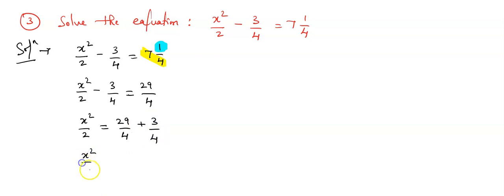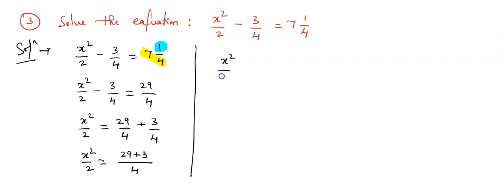Then x square by 2 is equal to, 4 and 4, LCM is 4. Remember, if denominators are the same, we can add the numerators, that is 29 plus 3. Then x square by 2 is equal to 29 plus 3 is 32 by 4. Is it cancelable? Yes. 4 1s are 4, 4 8s are 32. Then x square by 2 is equal to 8.